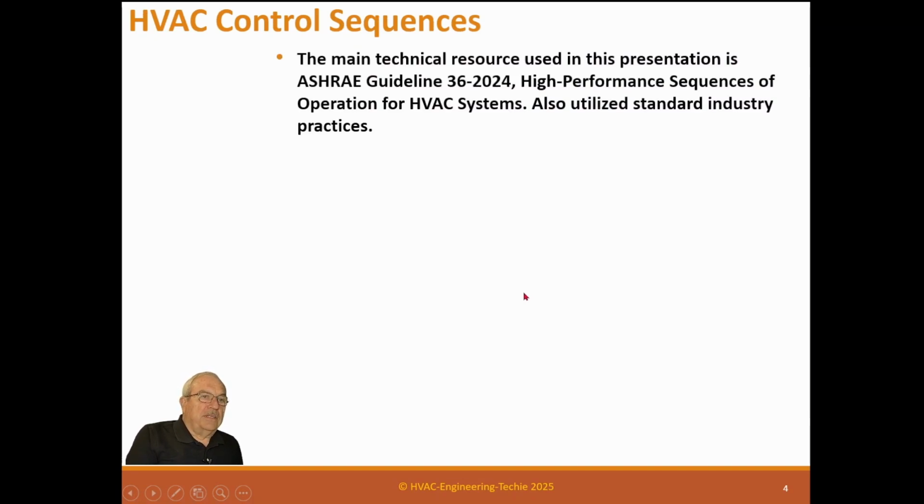Control sequences. The main technical resource used in this presentation is ASHRAE Guideline 36 2024, High Performance Sequences of Operation for HVAC Systems. Also utilize the standard industry practices. Now, Guideline 36 is a really high quality, good sequence primer, but unfortunately it's very, very hard to read. The reason is they put everything that's possible to happen. So they put in a sequence and then they have all these adders depending on what you're going to do. And that's what makes it very, very difficult to read. It's just not a sequence. It's, if you're going to do this, well, then you got to do that. And it goes on and on and on. It makes it very difficult.